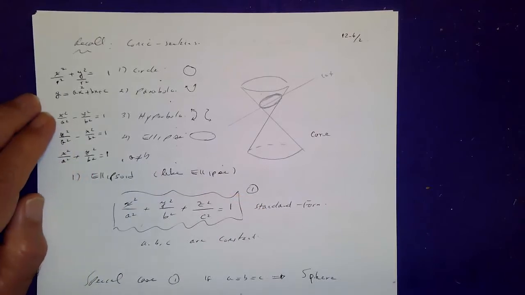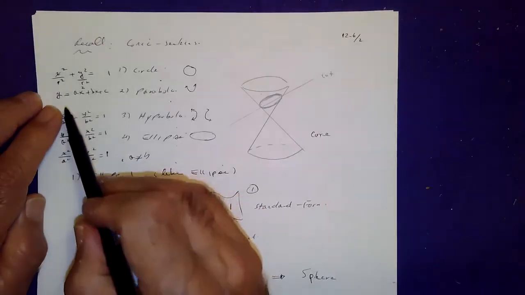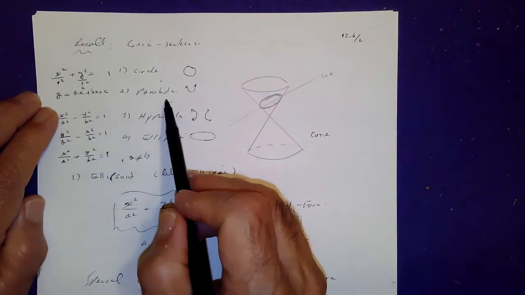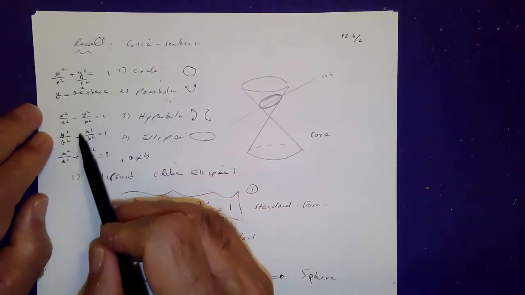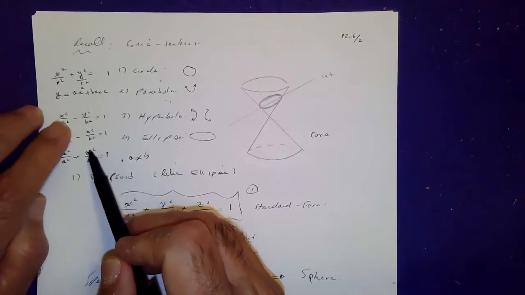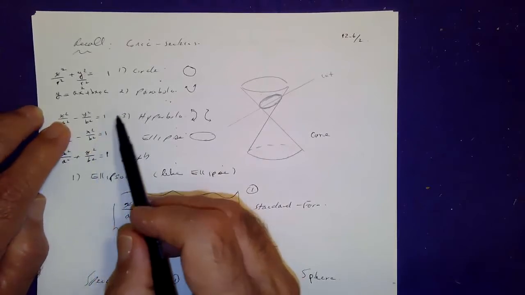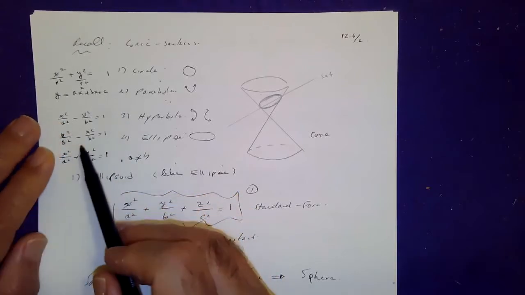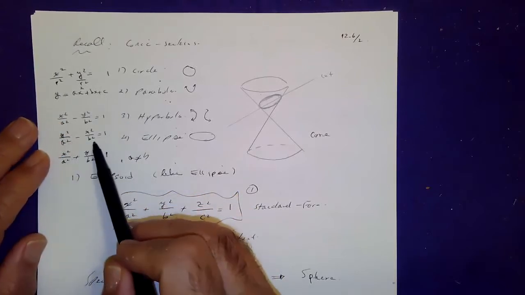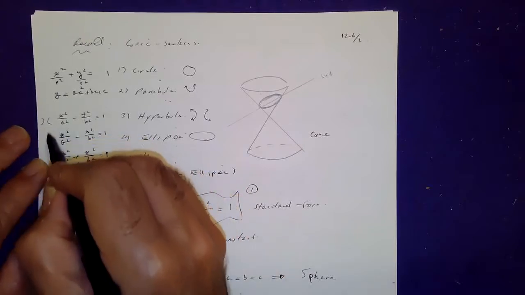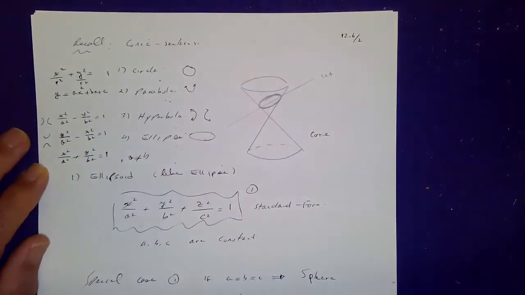However, if you have y equal to ax squared plus bx plus c, that's a parabola. A hyperbola has a minus between the x squared and y squared terms. If x squared shows up first, the branches of the hyperbola open along the x-axis. However, if y squared shows up first in the equation, the branches of the hyperbola open along the y-axis, like so.